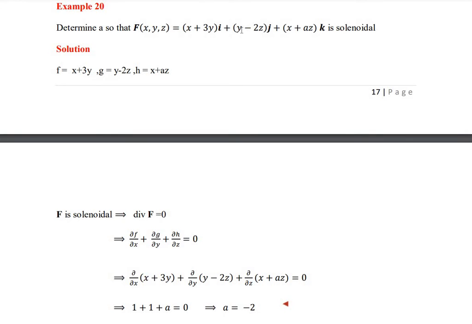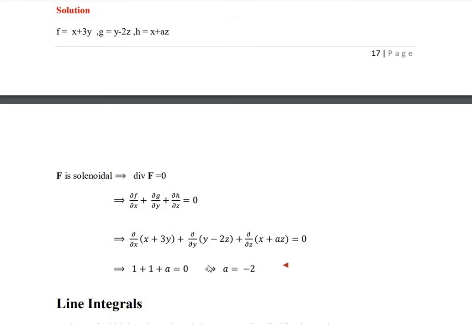Determine a so that f of x y z is equal to (x plus 3y) into i cap plus (y minus 2z) into j cap plus (x plus az) into k cap is solenoidal. We want to find out what is a. It is given that the given vector valued function f is solenoidal. Solenoidal means the divergence is equal to 0. Okay. So from this given vector we can find out f, g, h. So f is solenoidal, divergence is equal to 0. That means dou f by dou x plus dou g by dou y plus dou h by dou z is equal to 0. So when you simplify this, you will get a is equal to -2.